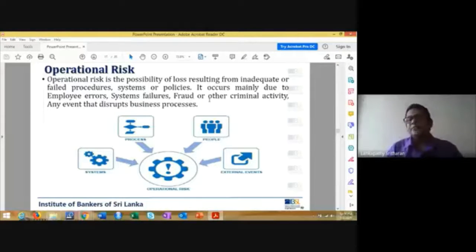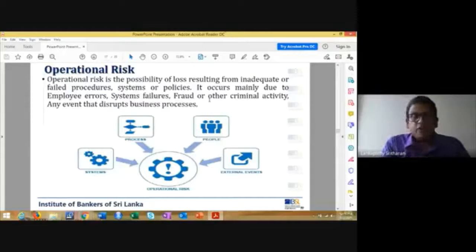Sometimes there are other external events, and we can give so many examples. So due to an external event, operational risk could also arise. What we have to understand here is that operational risk is the possibility of loss resulting from inadequate or failed procedures, systems, policies, as well as external events. There are several risks like this, but due to the time factor, I am going to wind up the class with this.